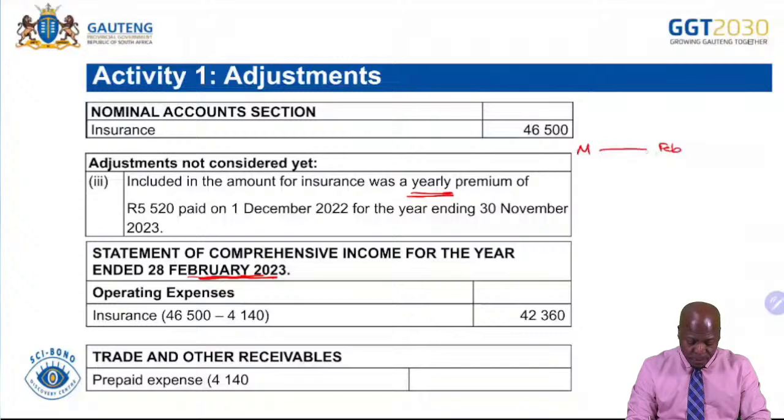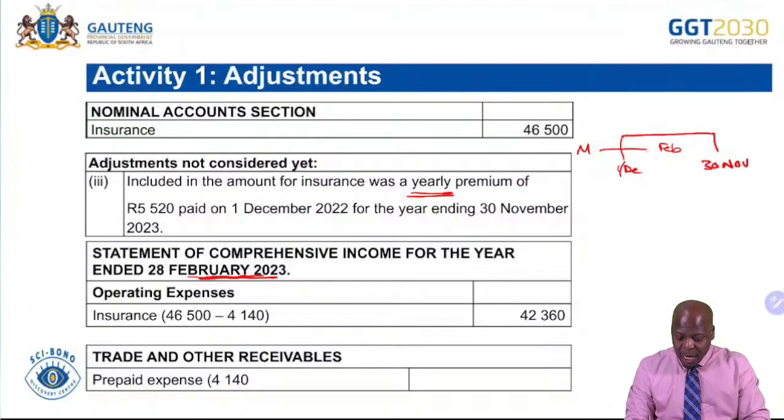We are then told that there is an annual premium which is paid on the 1st of December. So we're coming here now on the 1st of December. If it's being paid on the 1st of December and it ends on the 30th of November, very important there. All right. We now understand our financial period starts here and it ends here. This is our financial period. But we have paid an insurance premium on the 1st of December and it ends on the 30th of November.